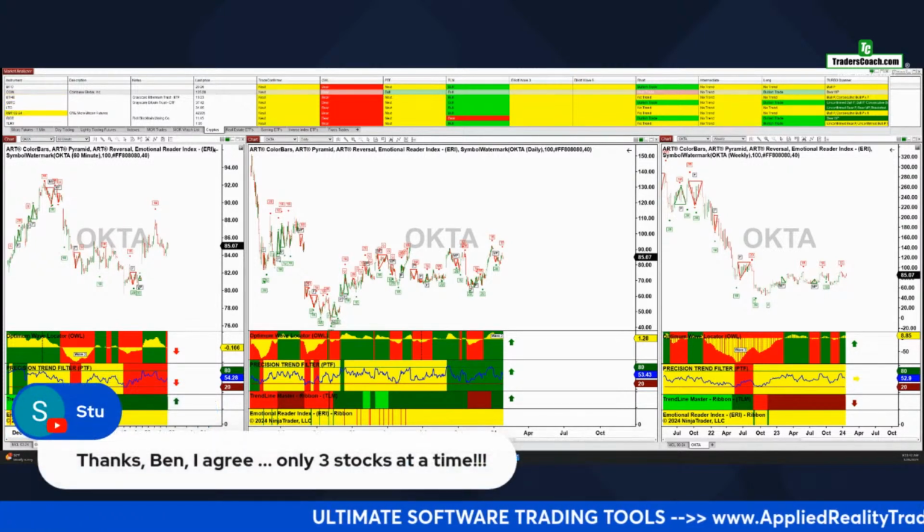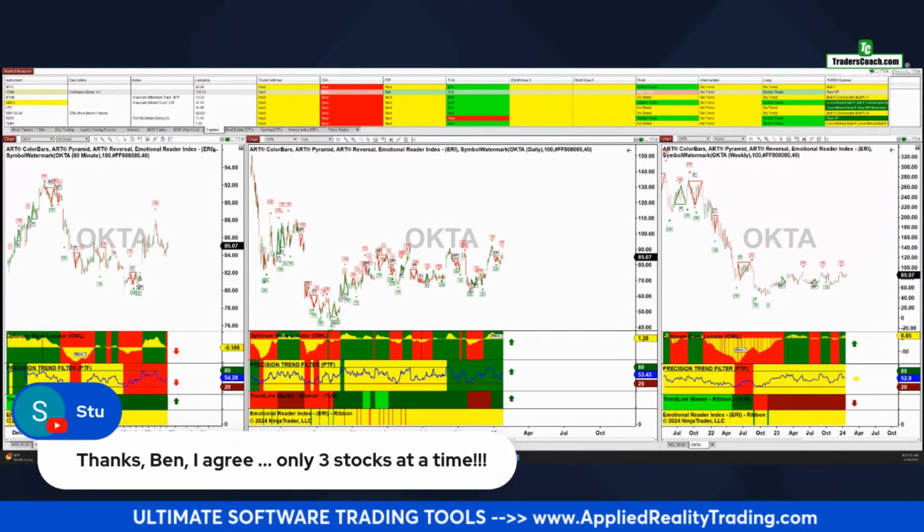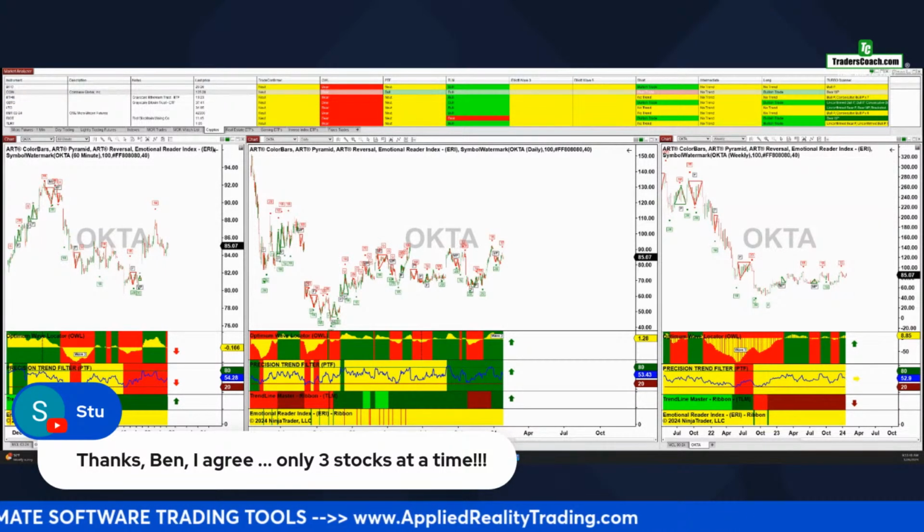Okay, Stuart likes, I'll show this. Stuart likes only 3 stocks at a time. Yeah, we thought that would be good. And that's based on your guys' feedback. All right.